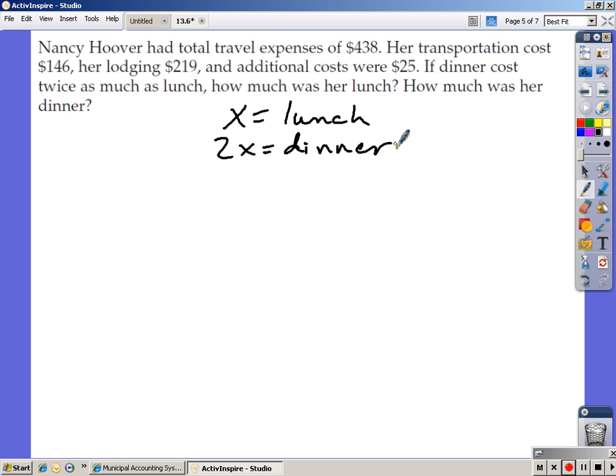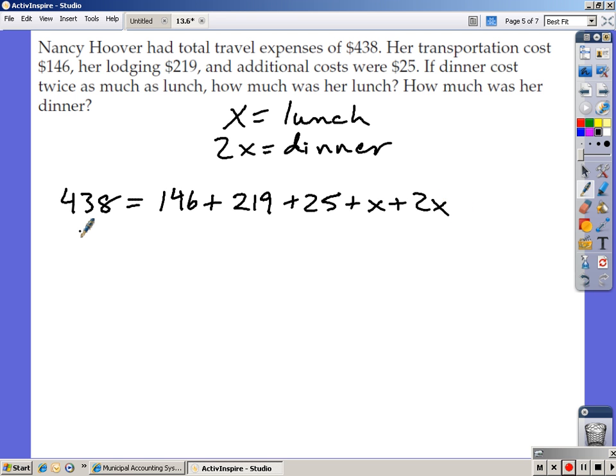Okay? Now, 438 are her total expenses. So everything needs to add up to that. So 146 plus 219 plus 25 plus x plus 2x. All right, so let's go ahead and solve for our x values. Add up 146 plus 219 plus 25. We get 390 plus 3x.